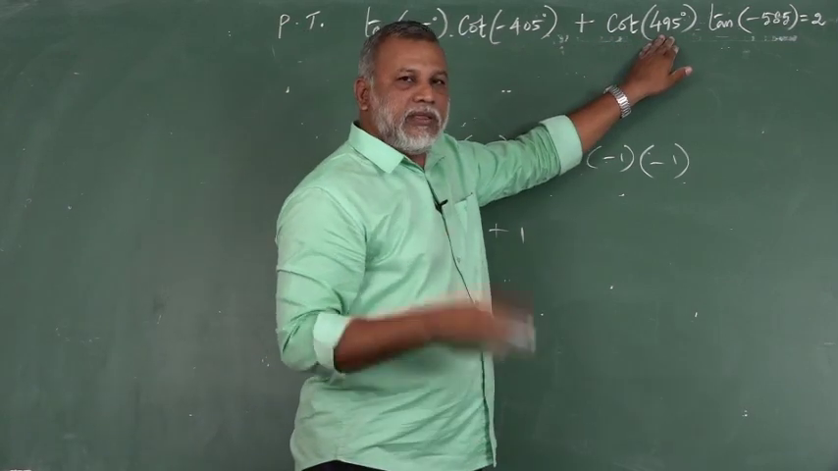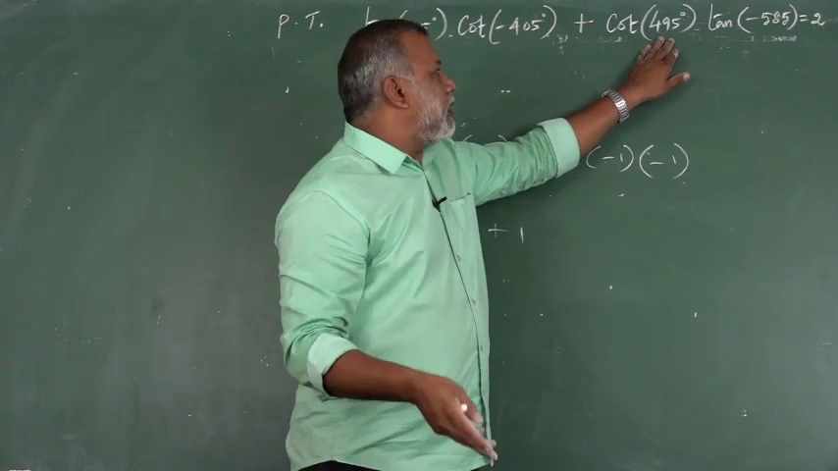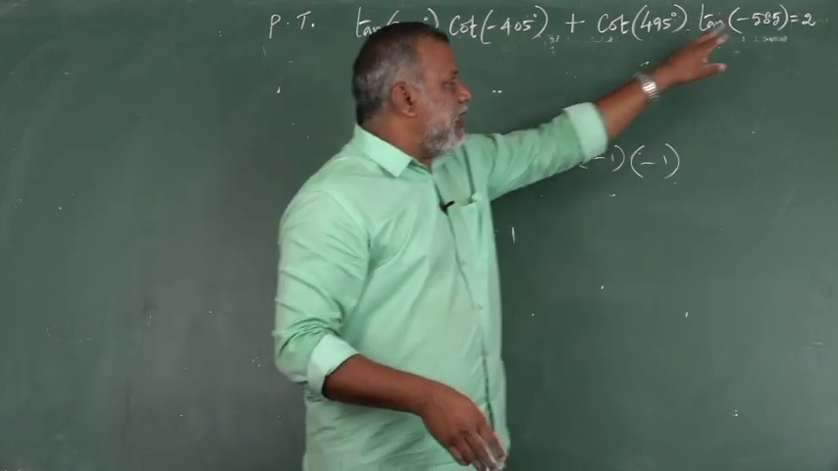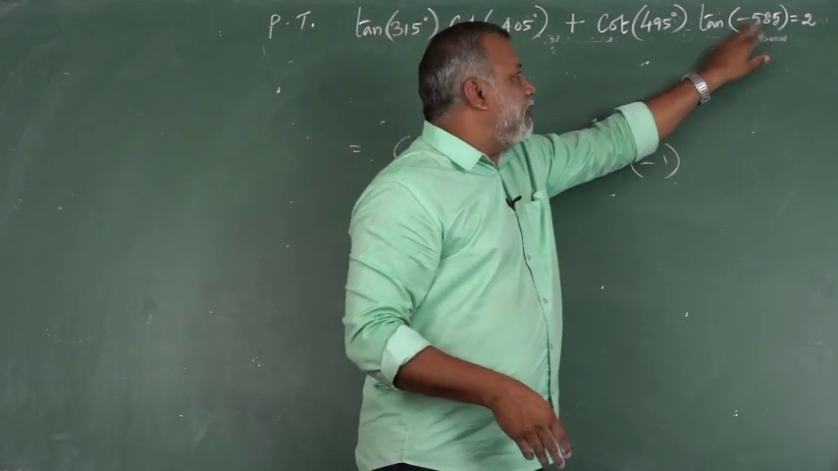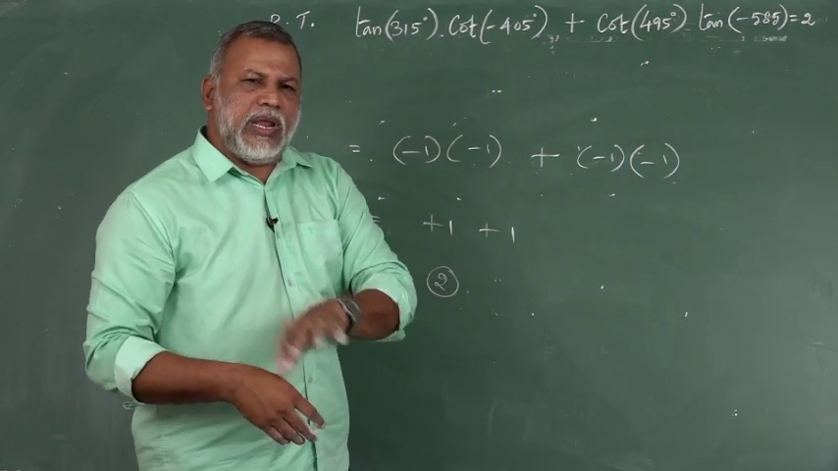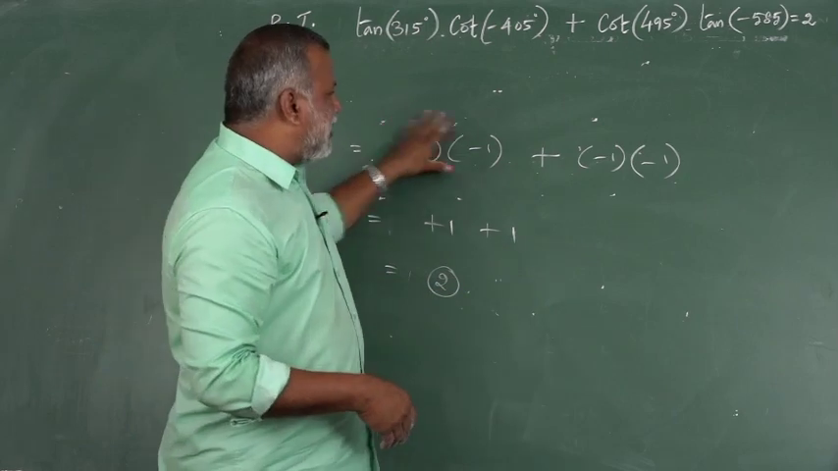Then 495. Think about it, it completes more than one rotation. Remove the rotation. One rotation means 360, remove it. Here also more than one rotation. Before that, think about negative. In the same way, you are able to work out any question, then apply the concept.